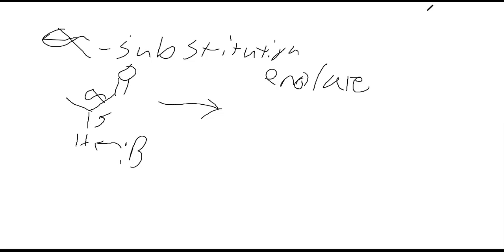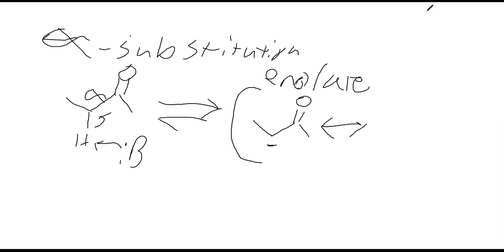Now what is actually going on? Losing this is a reversible reaction. So what we form is this intermediate. Now, why it's called enolate is because we can resonate between this. If this swings down, that swings up, we have an alkene oxide.